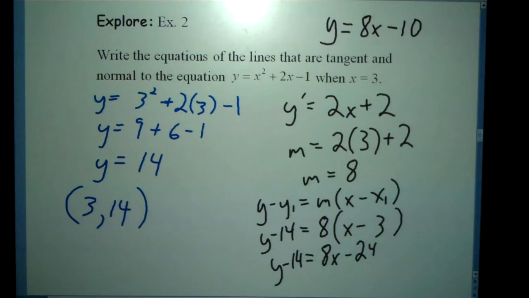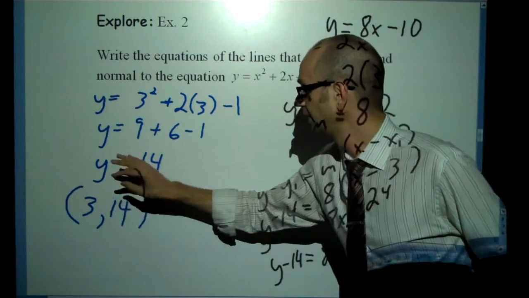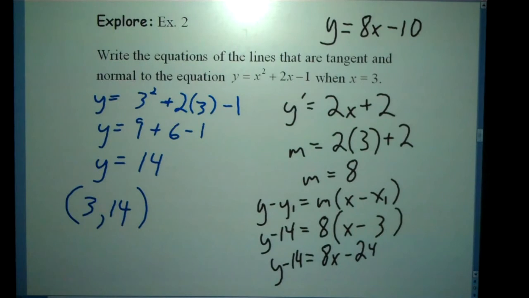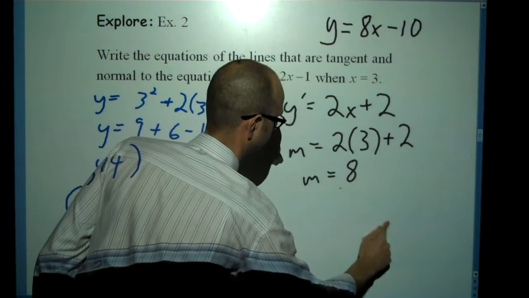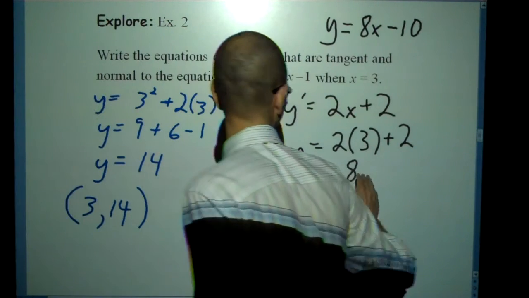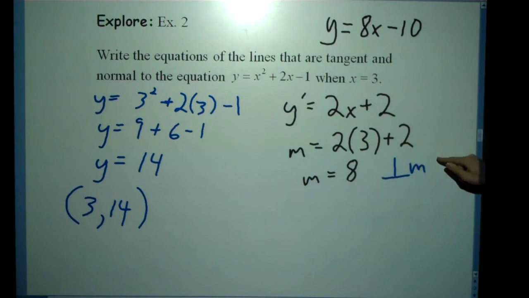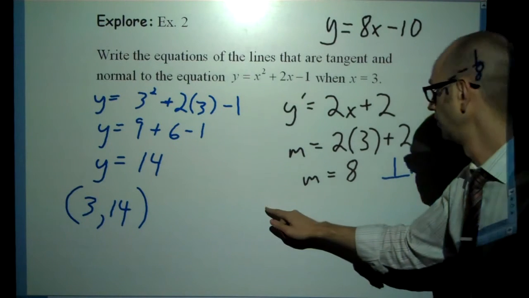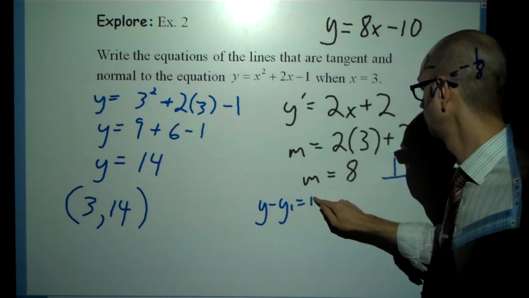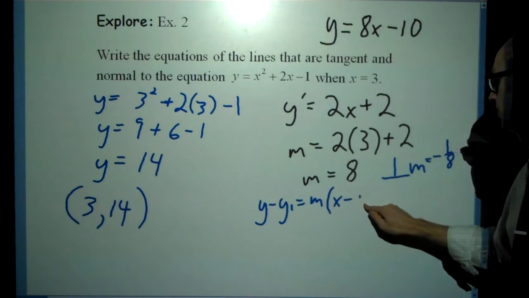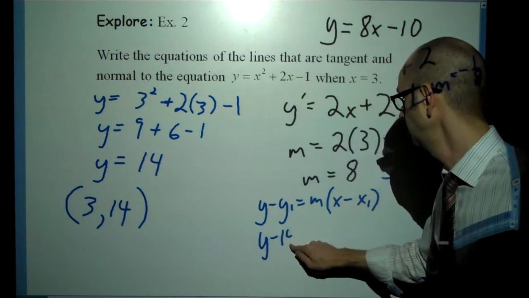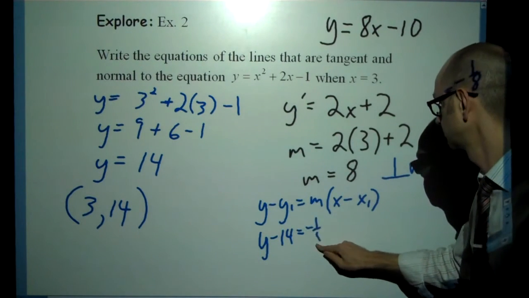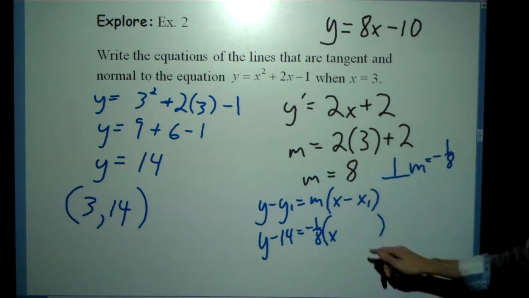If I want to get the normal line, it's going to go through the exact same point. That's the point where I'm tangent, but I'll have a different slope. So I'm going to erase all of this. My slope is 8. For my normal, my perpendicular slope is going to be negative 1/8. We can repeat the same steps we just did before. Using point-slope form, we can do y minus y sub 1 equals m times x minus x sub 1. Our x and our y values are exactly the same, so I've got y minus 14 equals negative 1/8 times x minus 3.